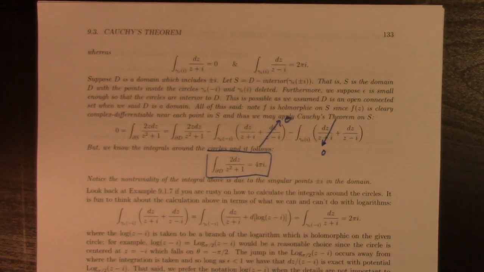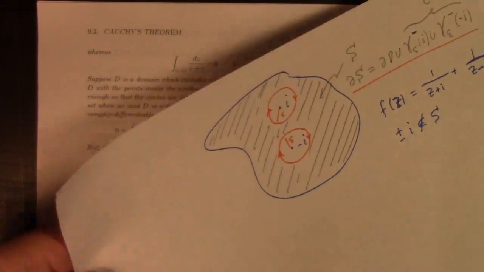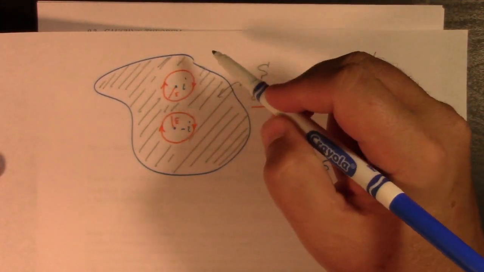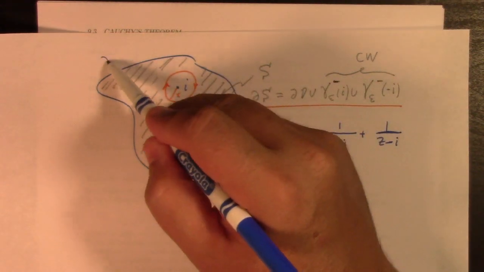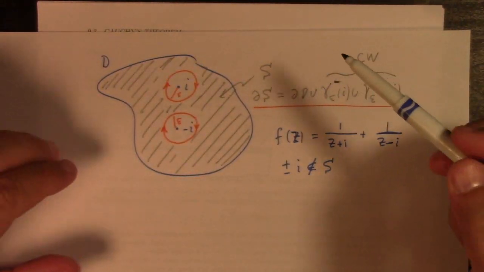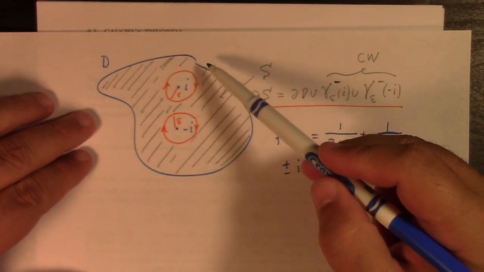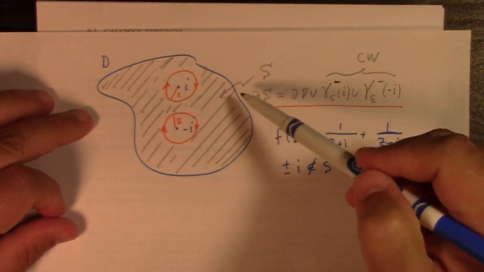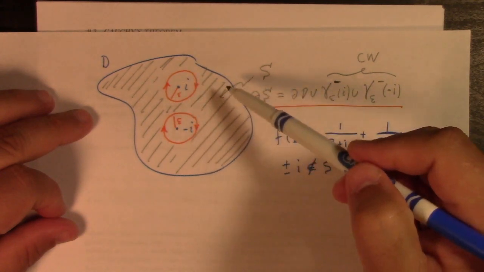Now, you're like, whoa, which D are you talking about? You never really said what D was. I just said D was some domain which contains these two, right? Yes, that's right. We've just calculated the value of the complex integral around the boundary of any such region that just contains plus or minus i.